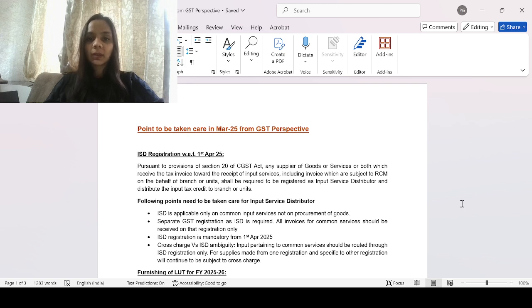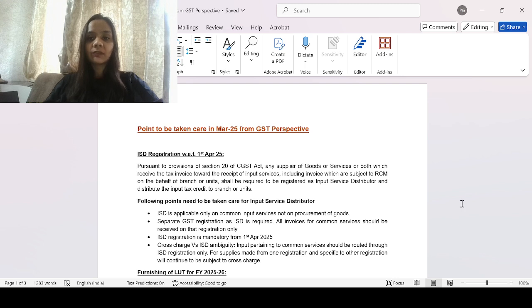ISD registration is becoming mandatory here, but if we are procuring any kind of goods, then we can still do it through the cross charge, because ISD registration is only for services. Suppose we are procuring services specific to one registration, not for multiple registrations, then in such a scenario we can do the cross charge instead of the ISD registration.